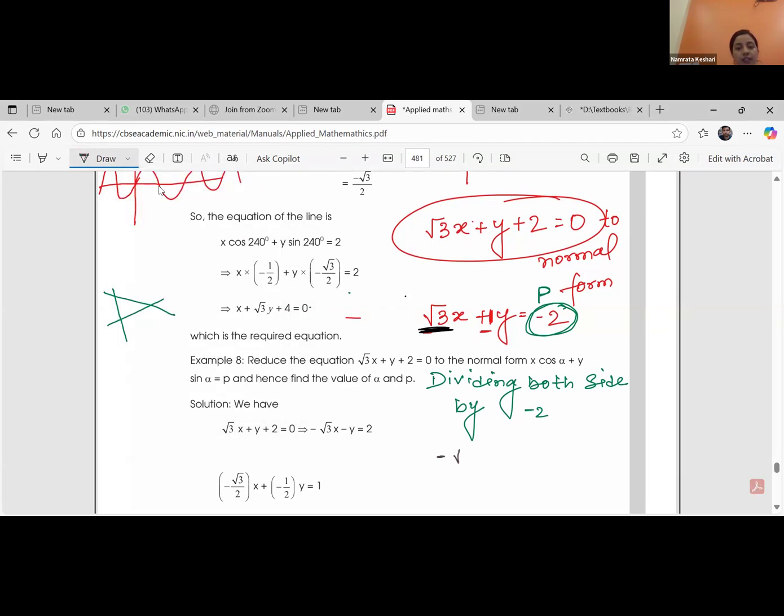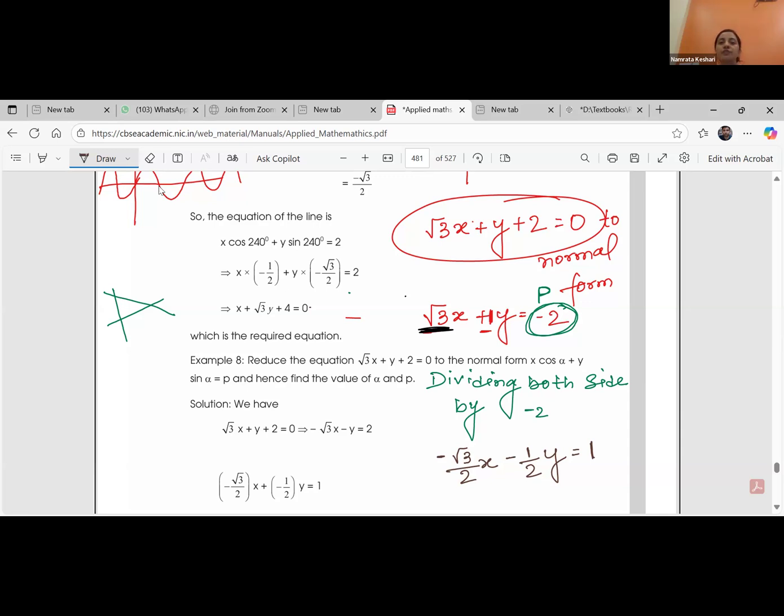Here we'll be having minus root 3 by 2. Here we'll be having minus 1 by 2, and that is equal to just 1. Is it making sense? Yes, ma'am. Okay, so see carefully. If you do not understand the question properly, you won't be able to do the solution. So first you need to understand the question.